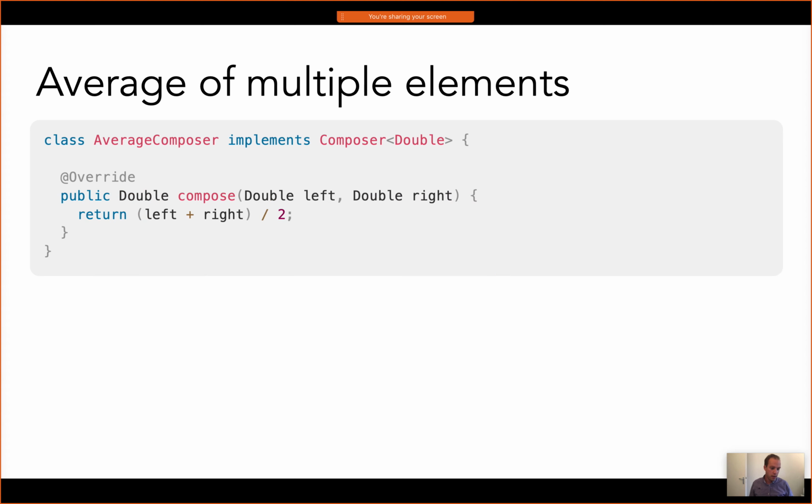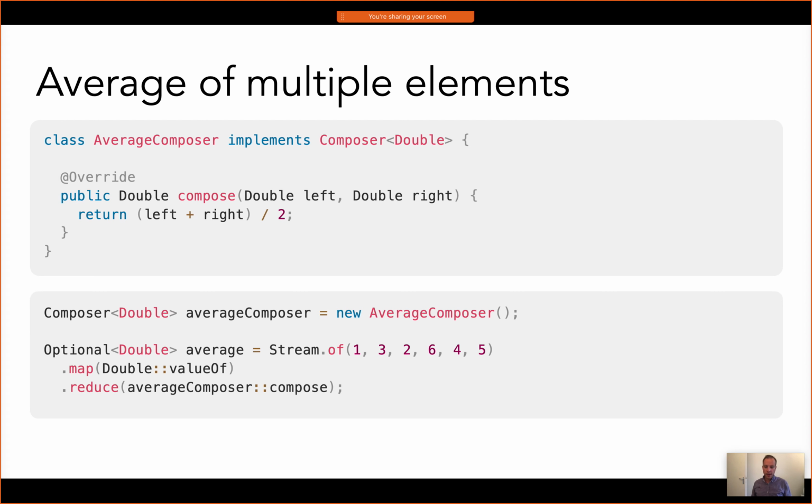Now, interesting question. Would I be able to calculate the average of a stream? The answer is yes, but not in the way you think, maybe. Because you might be tempted to write this average composer. It's a composer for doubles. It takes two doubles and just averages those two.